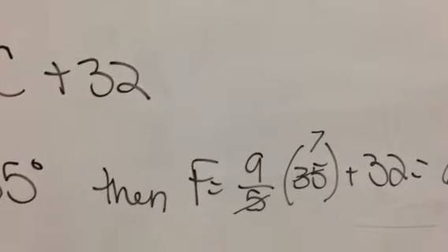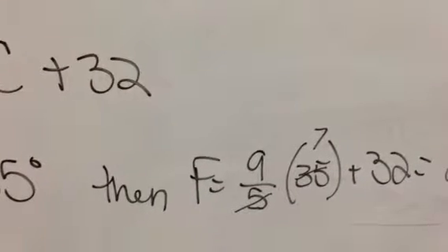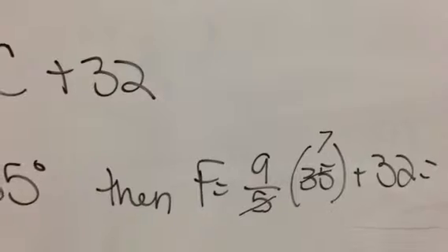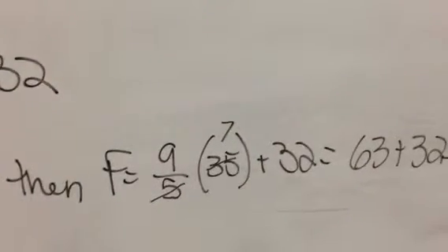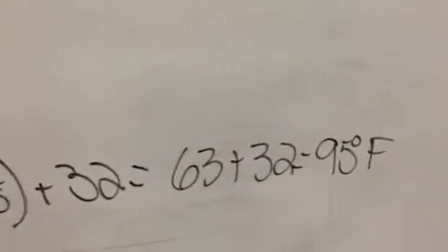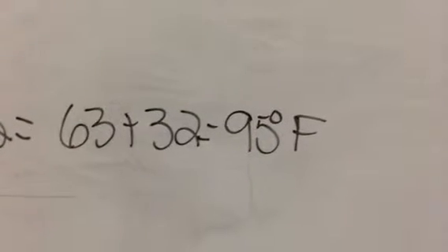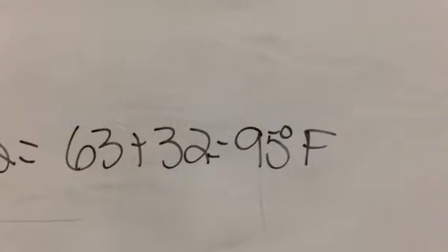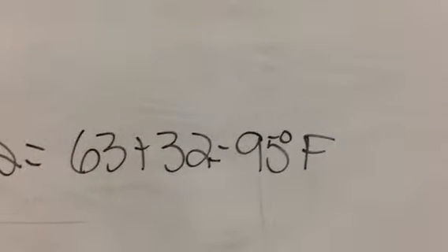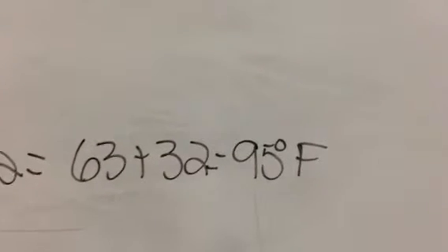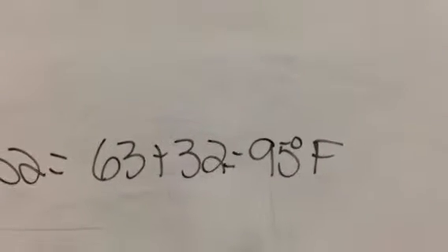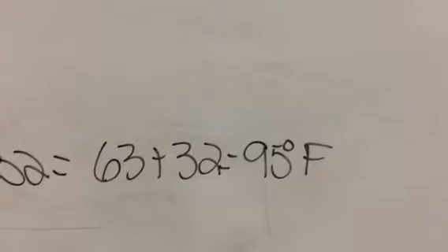That's the formula. You're going to cross out the 5 and the 35 because 5 goes into 35 7 times. So that becomes 9 times 7 is 63. So 63 plus 32 equals 95 degrees Fahrenheit. So if someone told you Celsius it was 35 degrees, that would equal 95 degrees Fahrenheit. We know that's pretty hot.